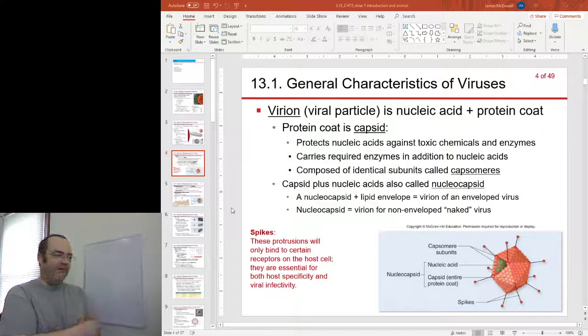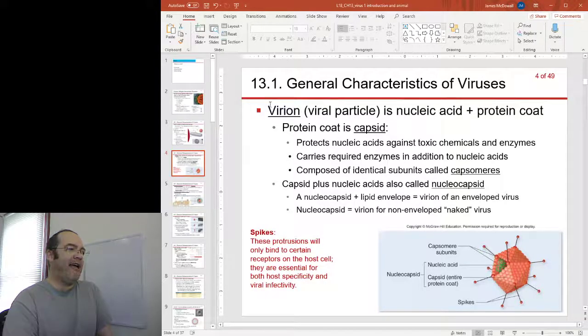Okay, this is viruses part 2. I was called away for a meeting just then. So pick up where I left off on slide 4, looking at the general characteristics of a virus and the bits and pieces that make a virus up.